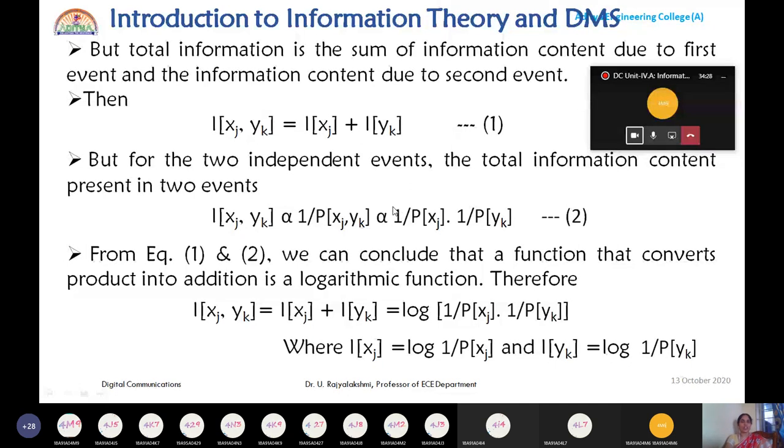So from equation 2, you have a proportionality factor. Now this function should convert product into addition, because I of xj is proportional to 1 by p of xj into 1 by p of yk. That is equation 2. And from equation 1, it is equal to I of xj plus I of yk. So here we can conclude that from equation 1 and 2, we should consider a function that converts product into addition. A product ni sum ga convert cheyali. So that function is nothing but the logarithm function.